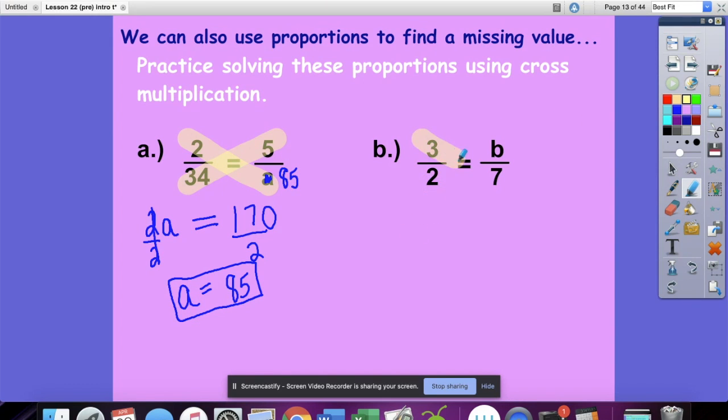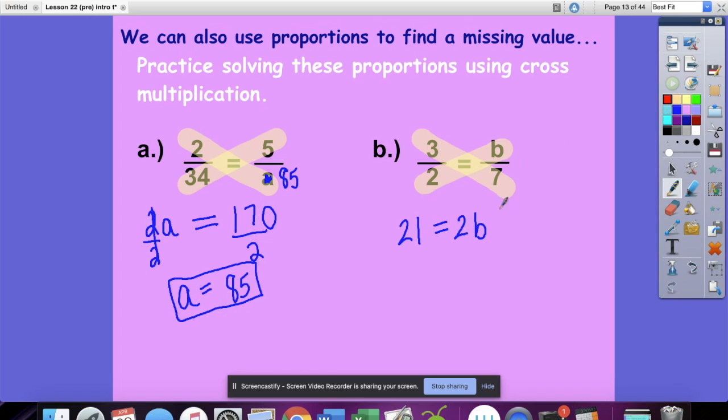So let's go through and get our cross products. My first cross product is 3 times 7, which is 21. And when I get my other cross product, that I can just write as 2b. Again, cross products must be equal, so I'll put an equal sign in between these.